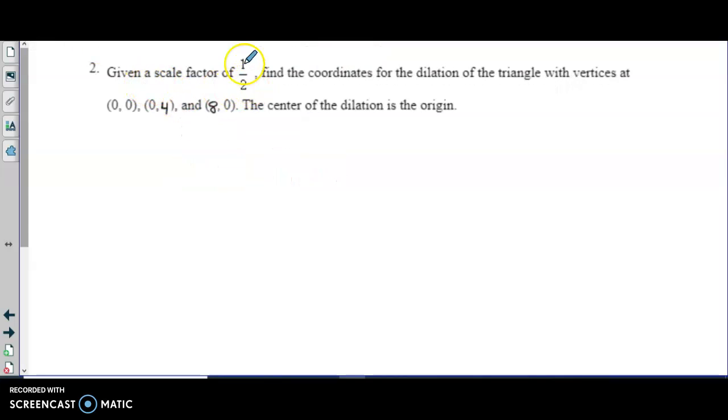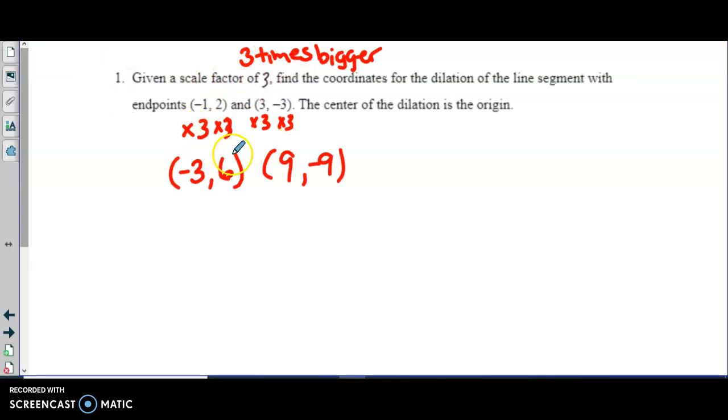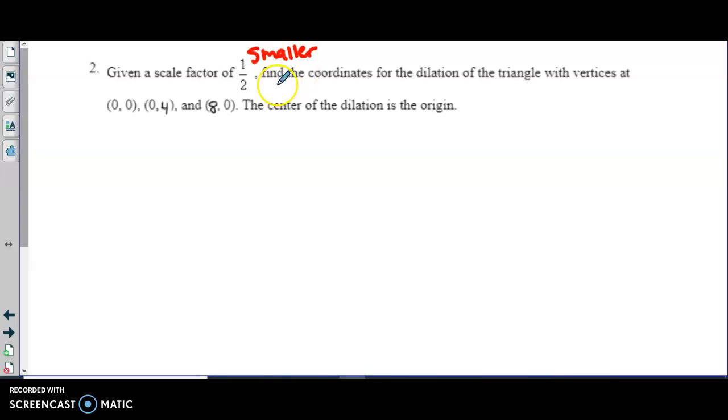All right, given a scale factor of 1/2. Now remember, 1/2 means that it's going to be half of its size. So it's going to be getting smaller. It's going to become half the size. Find the coordinates of the dilation of a triangle with vertices here. All right, so we get to do the same thing. When we had a scale factor of 3, we just multiplied everything by 3. When we have a scale factor of 1/2, we're just going to multiply everything by 1/2.